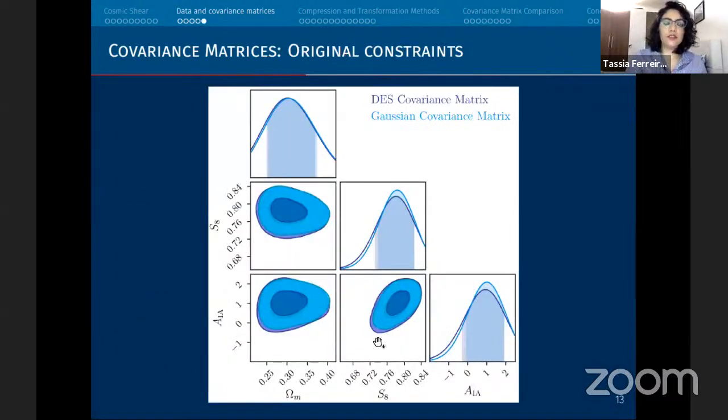Okay, and these are the original constraints for the DES covariance matrix and the Gaussian one. As I mentioned, we do expect to see differences. We don't see it so much in omega matter, but it's present in S8. And this other parameter here, parameter A, is one of the systematic parameters, and this is common between the DES and the KiDS survey. We see that there are some differences here, and we hope to find out why there are differences in these constraints.